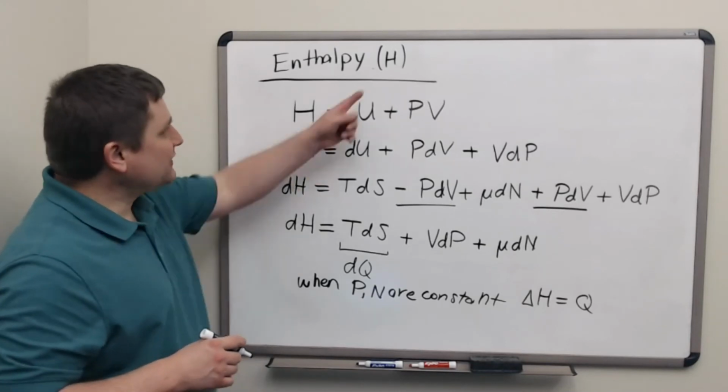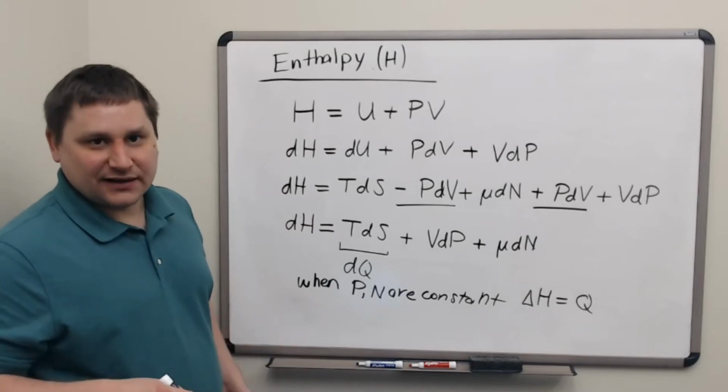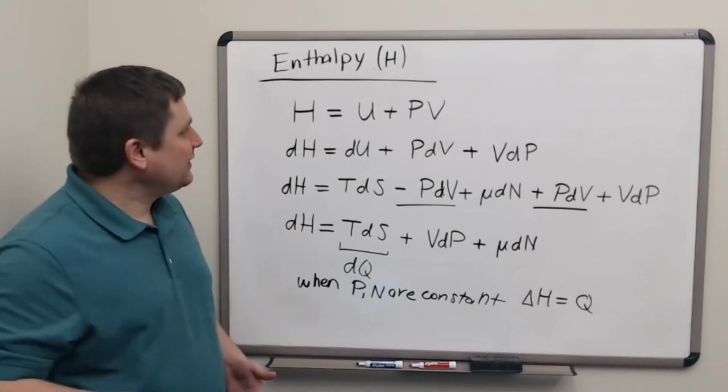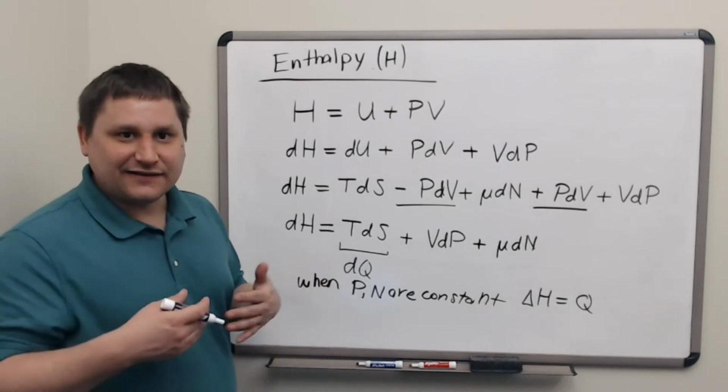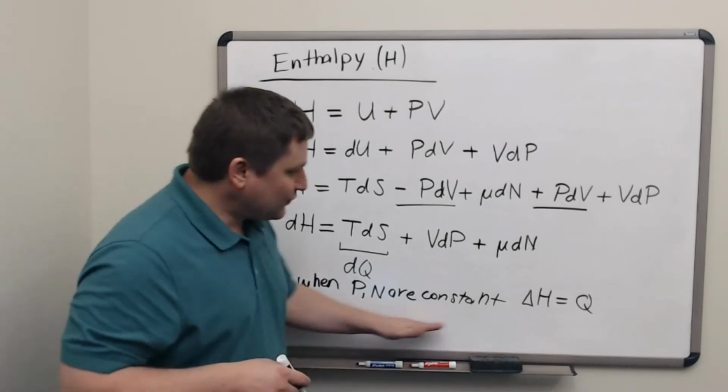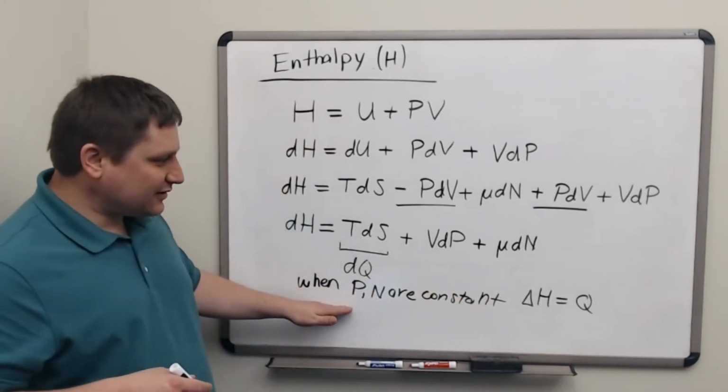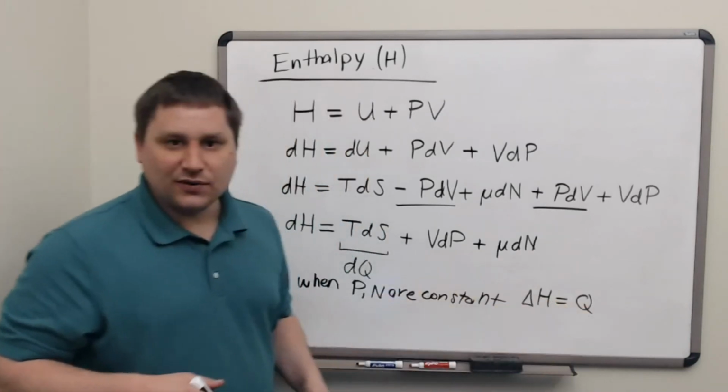This is why we use the symbol H for enthalpy. In older materials, the enthalpy was thought to represent the accumulated heat inside the substance. If you do all of your experiments at constant pressure, then delta H and Q are the same thing.